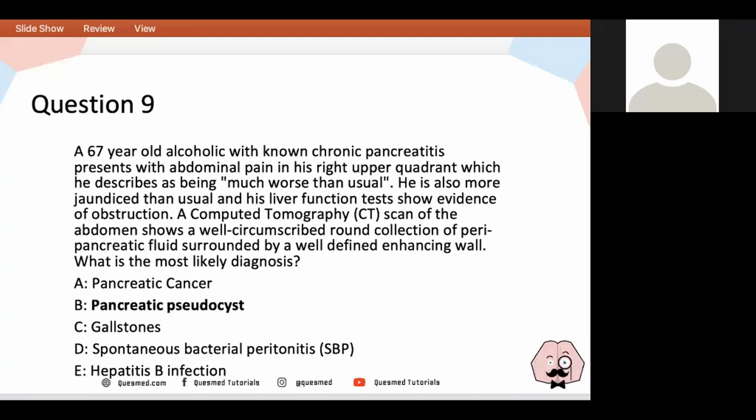And your patient wouldn't normally be jaundiced with gallstones unless the gallstones had actually slipped into the CBD and that would give you an obstructive picture. Spontaneous bacterial peritonitis is an infection of ascites, and it's usually seen in the context of patients with liver disease. And a lot of patients with hepatitis B infection are asymptomatic, although some will present with complications such as cirrhosis, HCC, or liver failure. Generally speaking, to see a fluid collection within a well-circumscribed enhancing wall is quite typical of a pseudocyst.